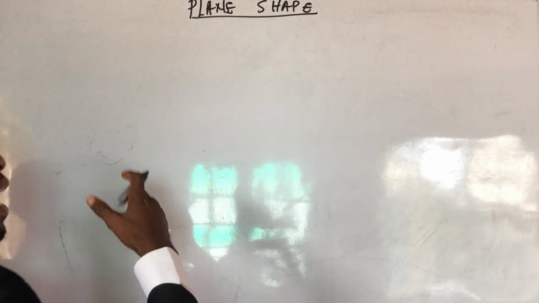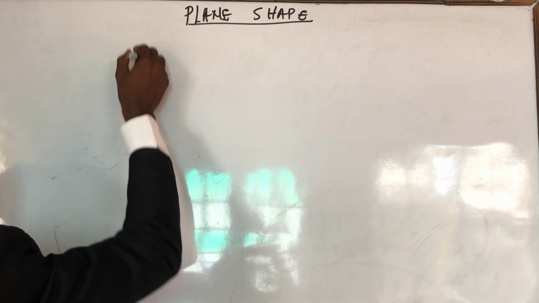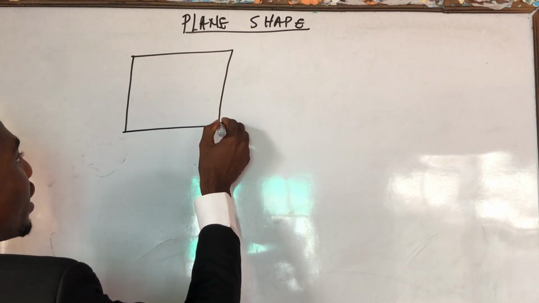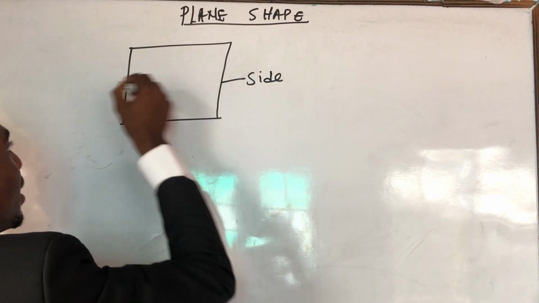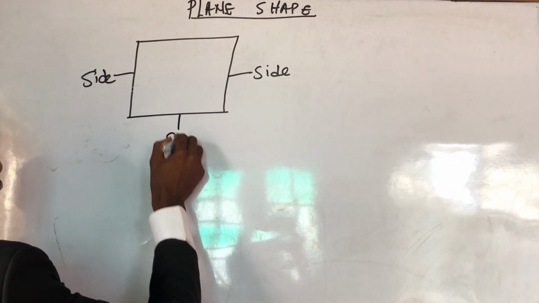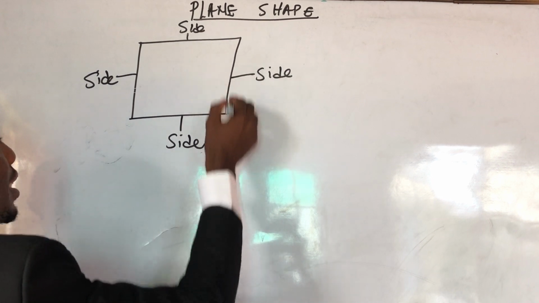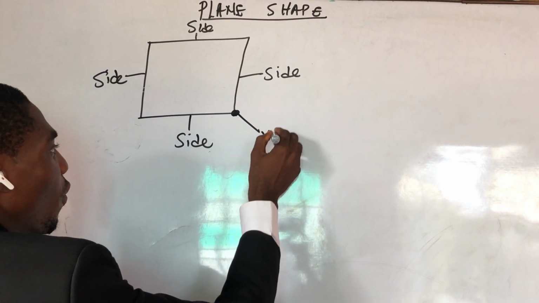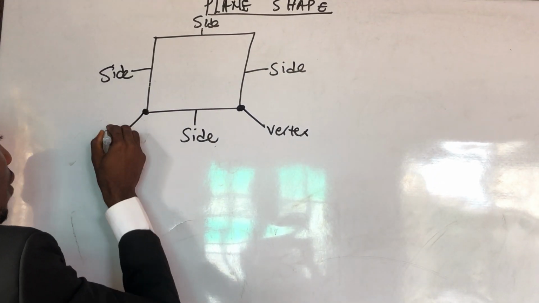So what did I mean by vertex and side? Let's say an example of a plane shape is your square. If this is your square, this place is called a side. This is a side. This is a side. This is a side. But this point here, where these 2 sides meet, is called a vertex. This joint here is called a vertex.